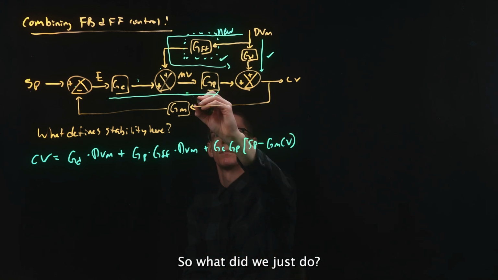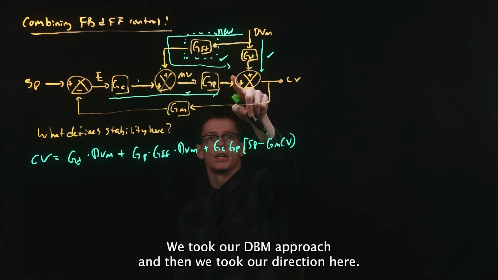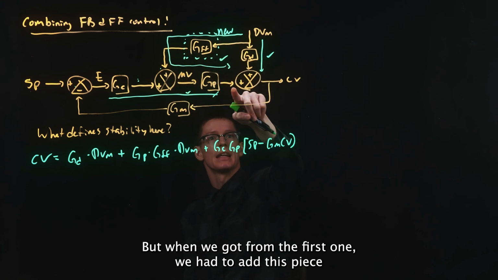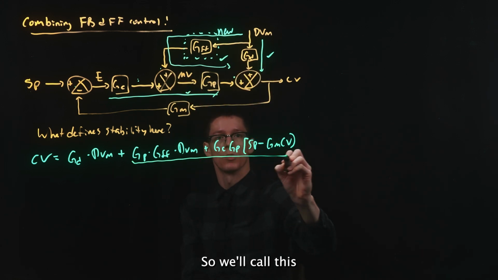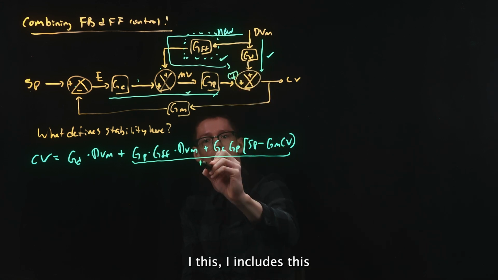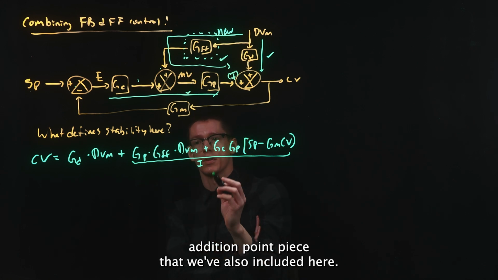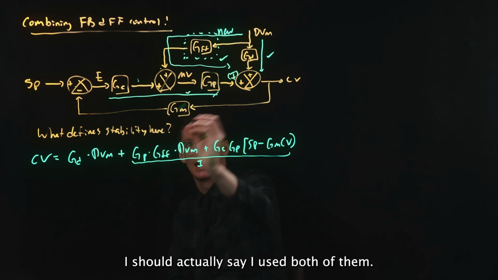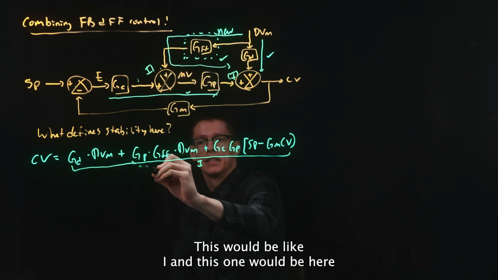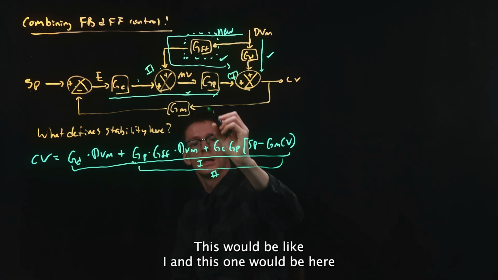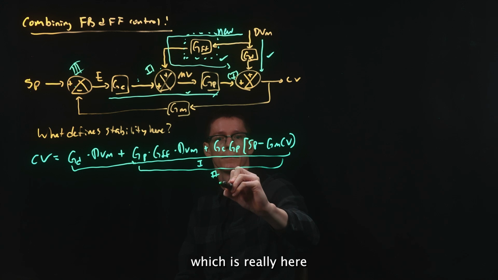So what did we just do? We took our DVM approach in, then we took our direction here, but when we got from the first one, we had to add this piece, and this total piece is all of this. So we'll call this I. This I includes this addition point piece that we've also included here. Or I should actually say I is both of them. My apologies. This would be like I, and this one would be here. And this one would become 3 I's, which is really here.